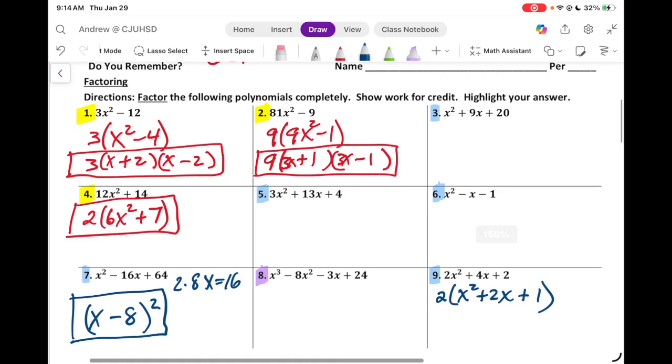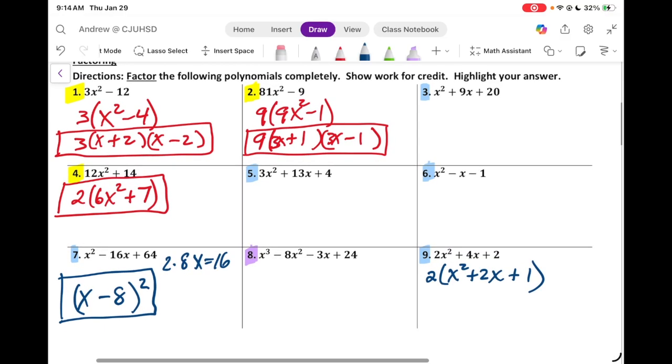Now number 9 actually does have a perfect square after the GCF. X squared plus 2x plus 1 is x squared and 1 squared, and sure enough, the middle is doubled. So you would take 2, fill it in with a plus, we're going to square it, and the square root of x squared is x, and the square root of 1 is 1.